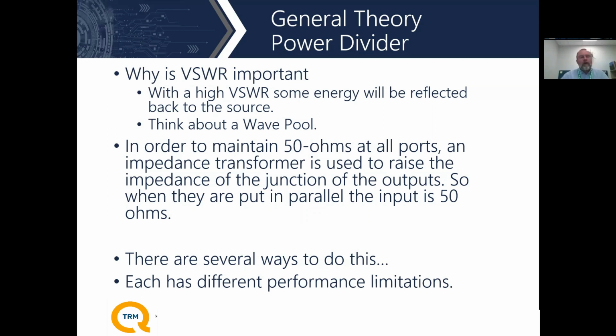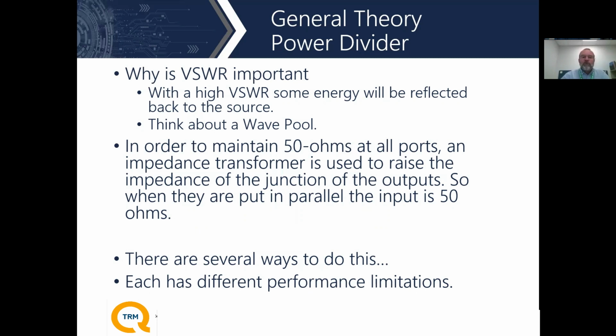the medium. So in order to maintain 50 ohms at all the ports, what we do for power dividers is we actually do some impedance transformation so that when we put the lines connected in parallel with each other, we still end up with 50 ohms on the common port. So in reality, we have to take the 50 ohms on each of the outputs, transform them back to 100 ohms, and then put them in parallel again, so we end up with 50 ohms again back at the input.